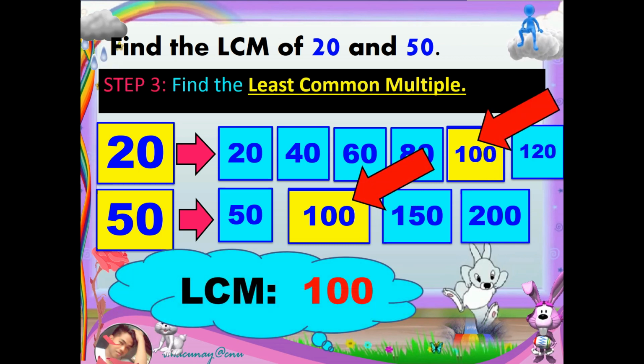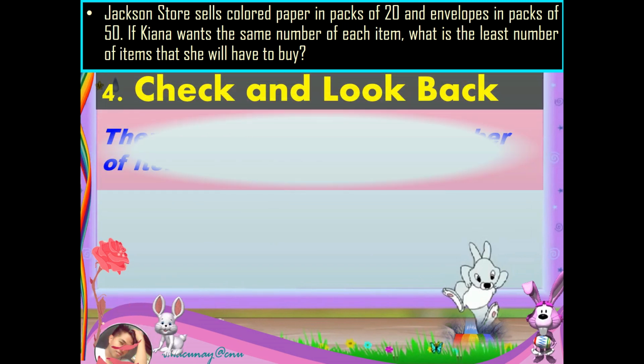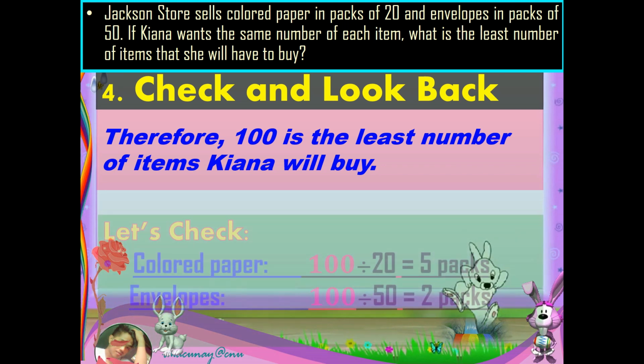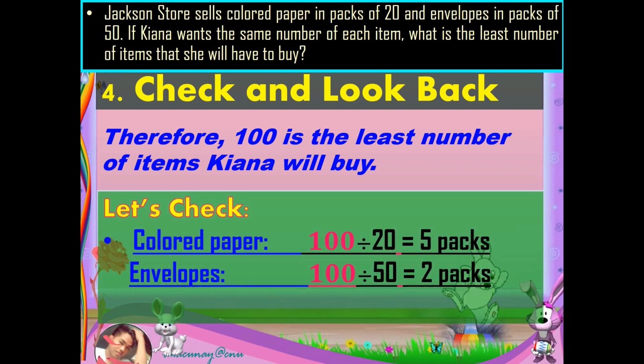With that, we can say that the least number of items that Kiana will buy is 100. Kiana will buy 5 packs of colored paper, making it 100 pieces, and 2 packs of envelopes, which is also equivalent to 100 pieces. I hope that's clear.